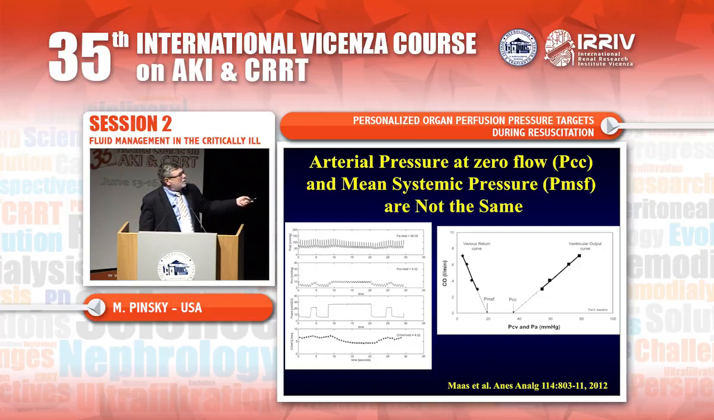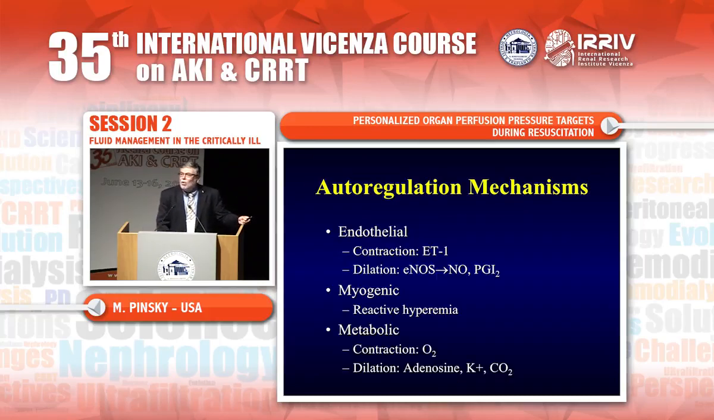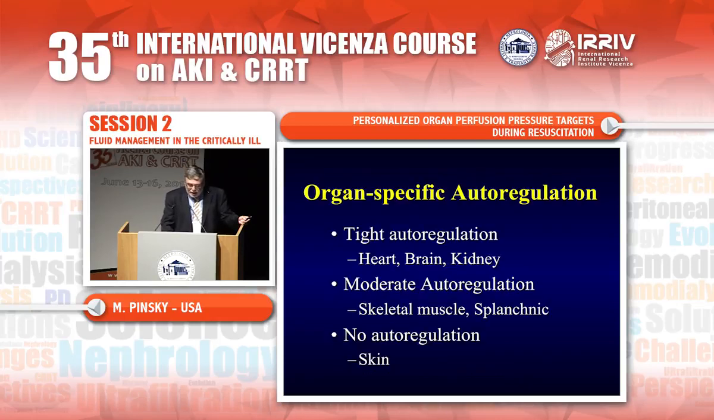This is the mean systemic pressure. This difference between there is the vascular waterfall. And it's due to a whole number of vasoactive substances that are activated. And as it stands now, the organs that are the most tightly regulated are the heart, the brain, and the kidney. Moderately would be the skeletal muscle and splanchnic, and the skin has absolutely no autoregulation. It goes up and down relative to thermal control.